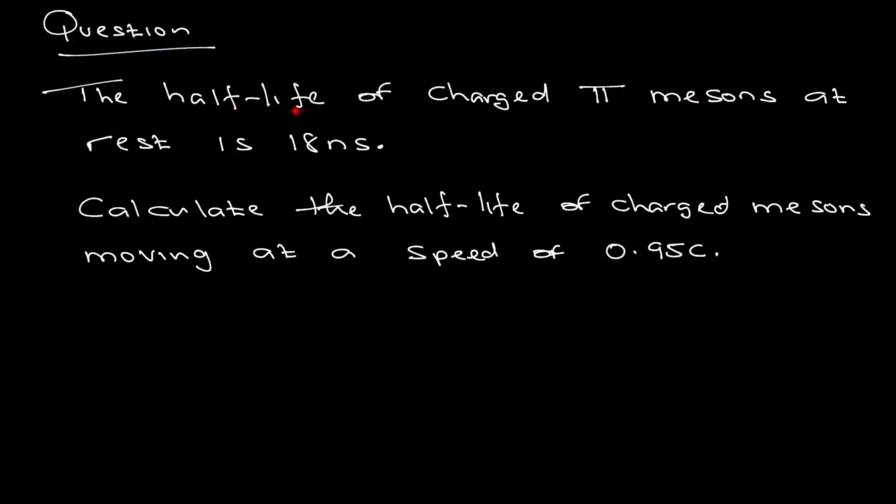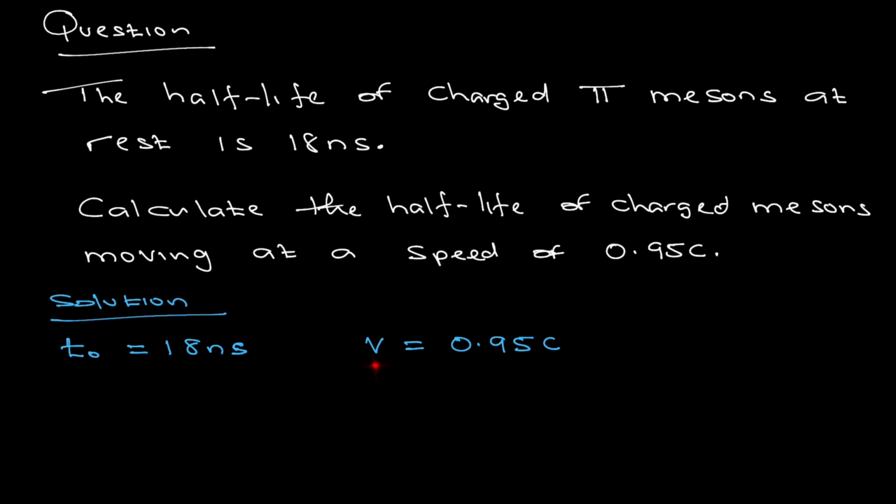Question: the half-life of charged pi mesons at rest is 18 nanoseconds. Calculate the half-life of charged mesons moving at a speed of 0.95 speed of light. Solutions: T naught is equal to 18 nanoseconds. The velocity is equal to 0.95 speed of light. This is the velocity of mesons. Therefore, the ratio of velocity to the speed of light, by dividing both sides by c, is equal to 0.95.